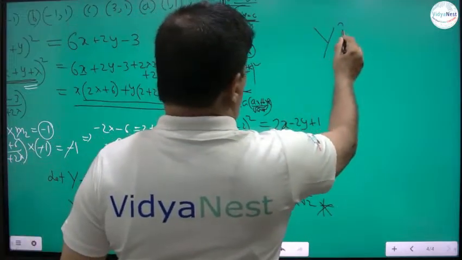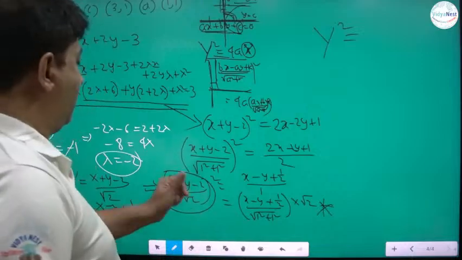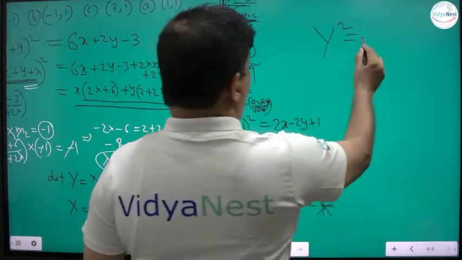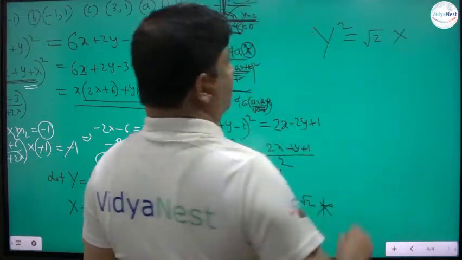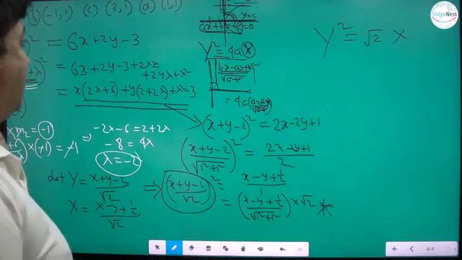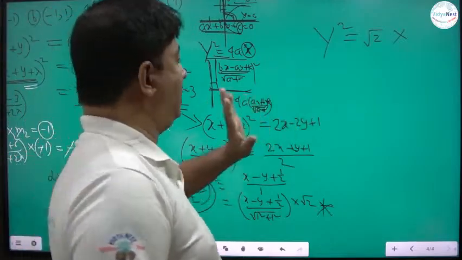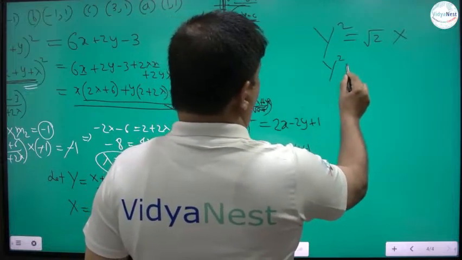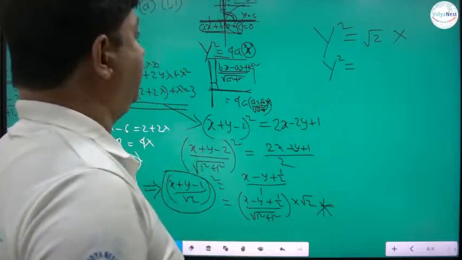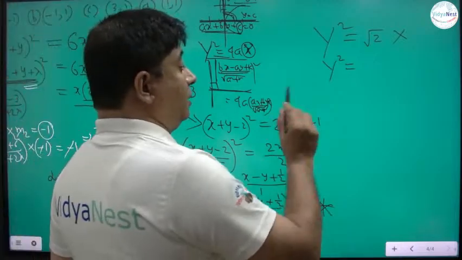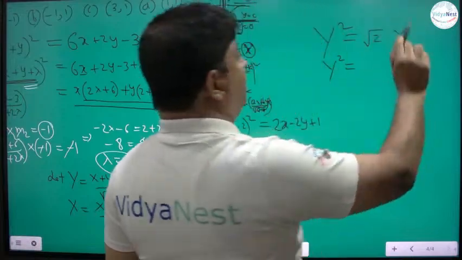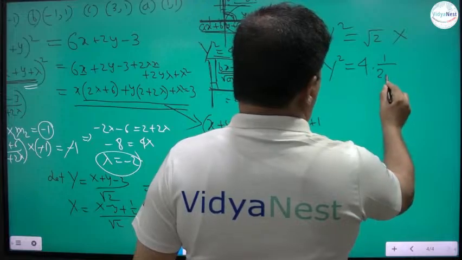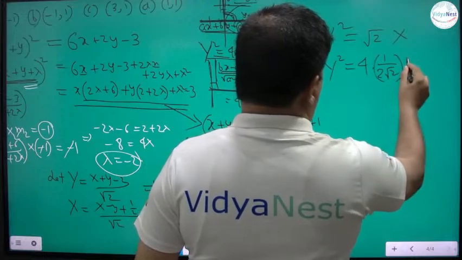Capital Y square is equal to root 2 capital X. So, it is turned into a standard parabolic form. Now, see how standard parabolic form is 4x. So, write 4 into 1 by 2 root 2 x.